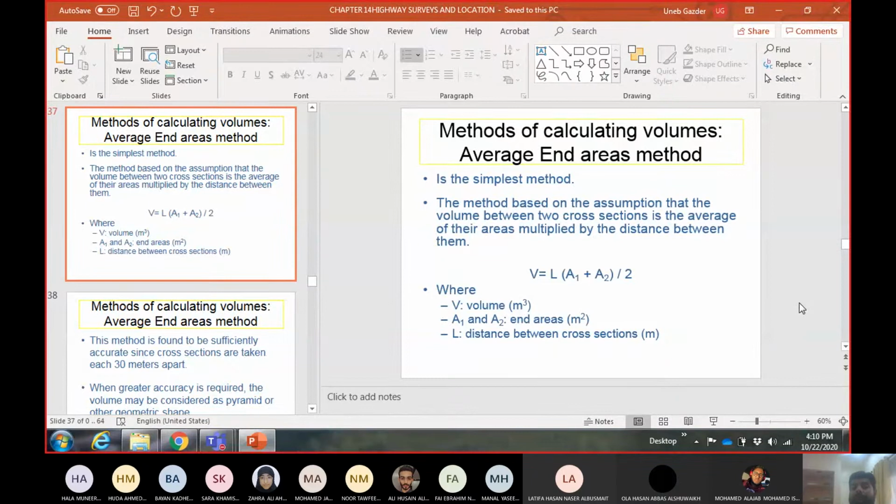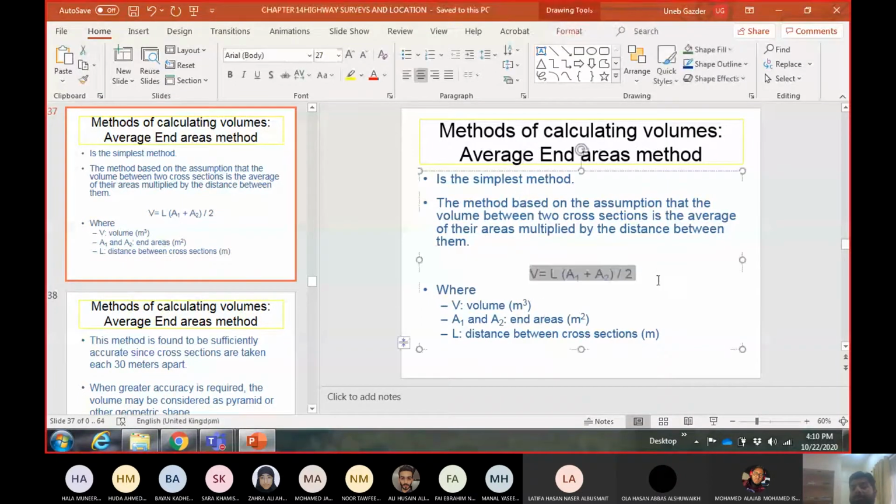Now, why do we use the average end area method? Why not other methods? You may have gone through other methods in surveying, I'm not sure, but if you have already taken quantity estimation, then you will know about other methods of calculating volume as well. Why are we not using those methods? First of all, you can see the equation is very simple: taking the average of two areas and multiplying with the length. The calculation is very simple. That is the first reason for using the average end area method.